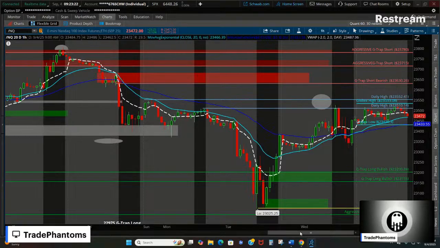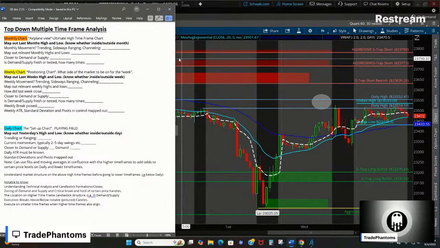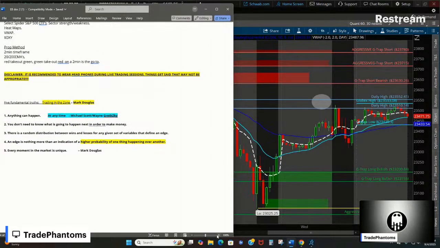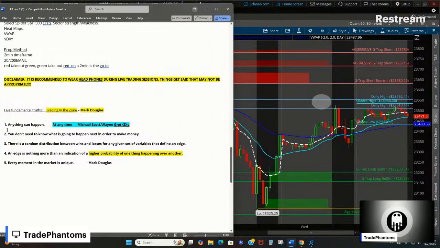Because as the great Mark Douglas would say, right? RIP to Mark Douglas, Trading in the Zone. You got to read that book, 5 Fundamental Truths. This is so key. Anything can happen. You don't need to know what's going to happen next, right? There's a random distribution between wins and losses for any given set of variables that define an edge.